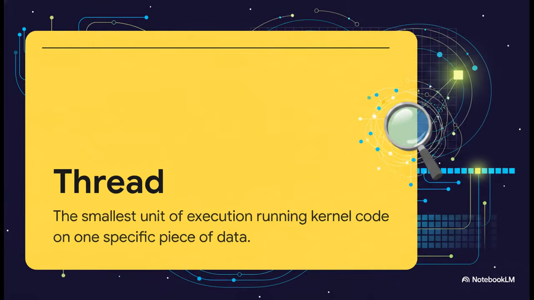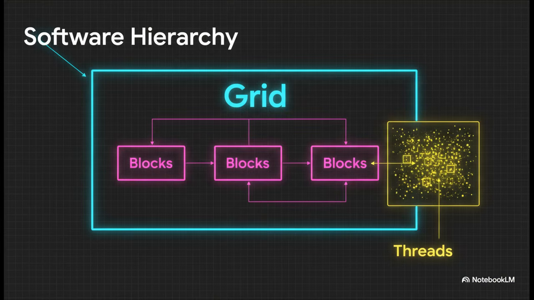And finally, zooming all the way down, we find the thread. The thread is the absolute smallest, most fundamental unit of execution. Typically, a single thread handles just one discrete piece of data. That could be calculating the color of a single pixel on a screen, or just adding together one element in that array example we talked about. So to sum it up, your software blueprint is perfectly nested. You launch one kernel, which creates one grid. That grid is made of multiple blocks, and those blocks contain multiple threads. It's a super clean, logical hierarchy.